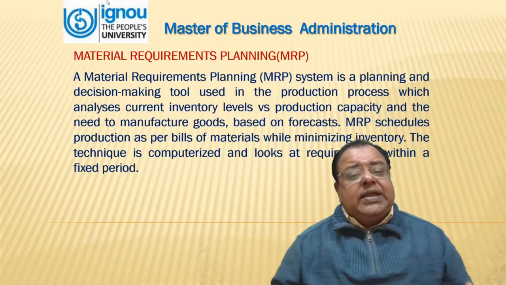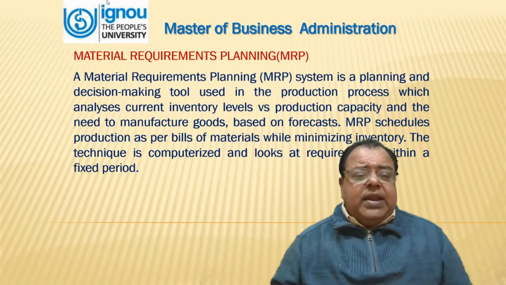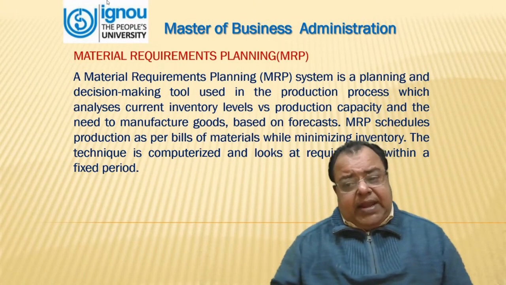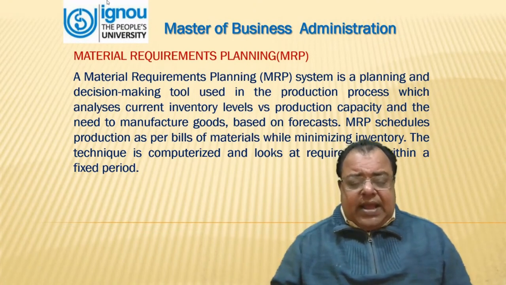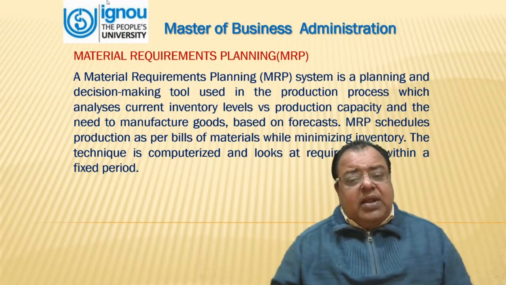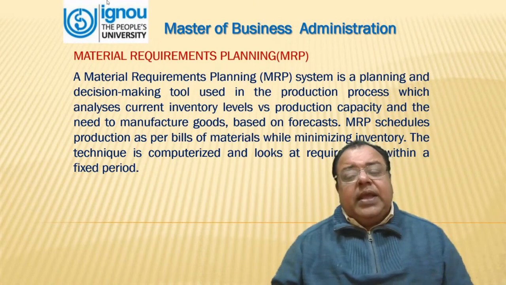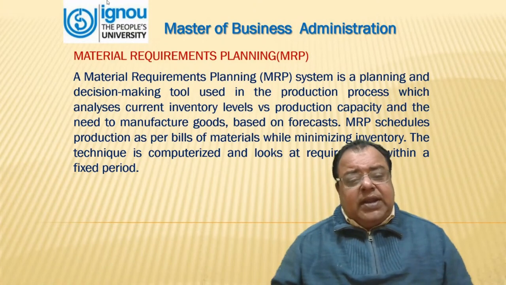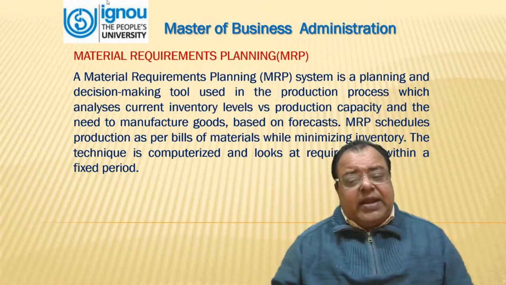Then we move to material requirements planning. In short, we call it MRP. A material requirements planning system is a planning and decision-making tool used in production process which analyzes current inventory level versus production capacity and the need to manufacture goods based on forecasts. MRP schedules production as per bills of material while minimizing inventory. The technique is computerized and looks at requirements within a fixed period.